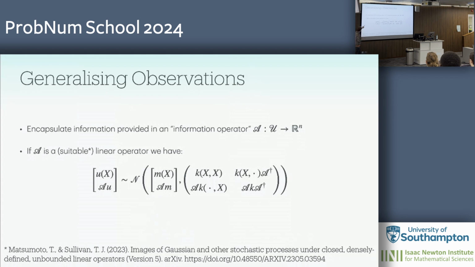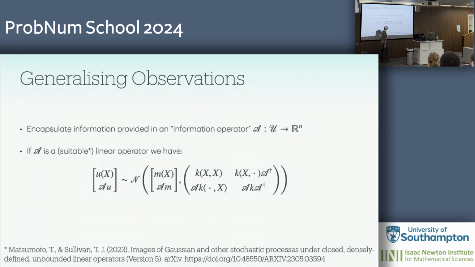So the point here is that if A is a suitable linear operator, and as Philip said, bounded linearity is usually what we take, but this can be generalized a bit further. This paper by Tadashi Matsumoto and Tim Sullivan recently gives slightly more general conditions on what operators A we can use. But if A is a suitable linear operator, then we again recover this joint Gaussianity. So we can show that the joint distribution of this vector of evaluation locations at this test set, capital X, and AU, where A is our information operator, is multivariate Gaussian.